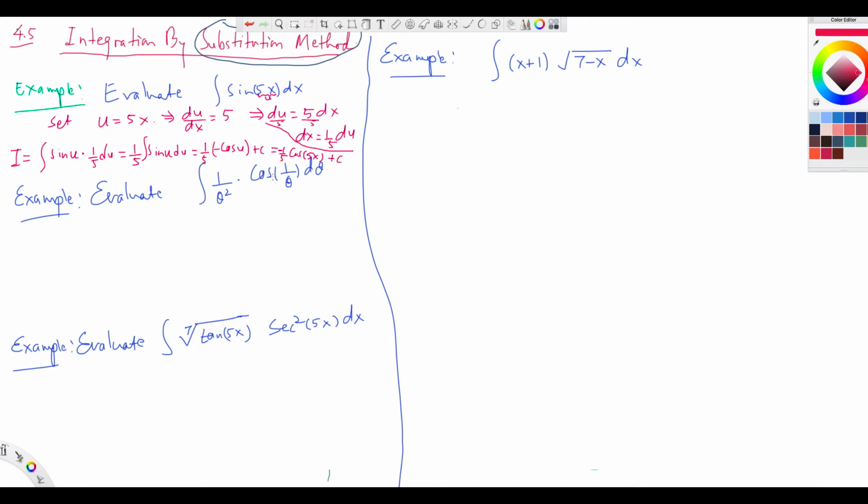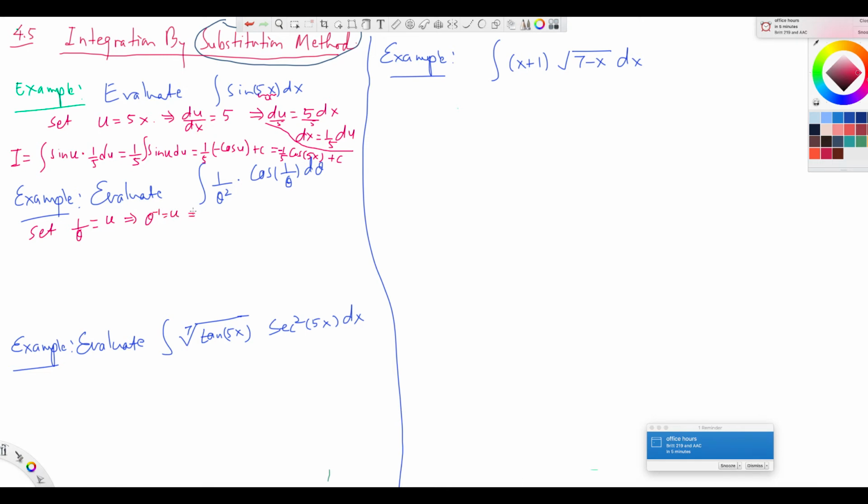How about this one? What should be u? Here I am taking u equals 1/theta, because we don't know the integral of cosine of 1/theta. That's why I'm setting that as u. So set 1/theta equals u. Now find the derivative. What is the derivative of 1/theta? You write theta to the -1 equals u.